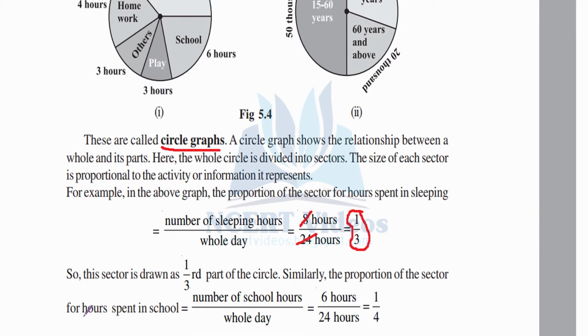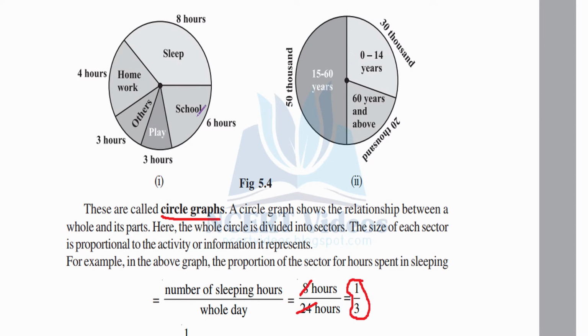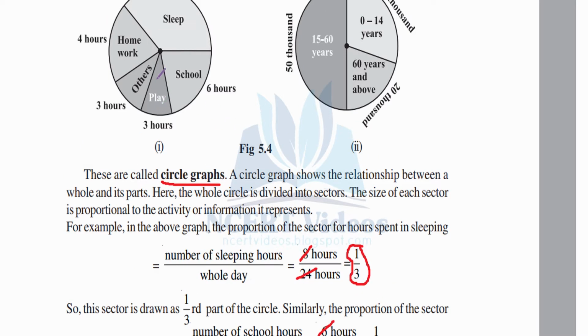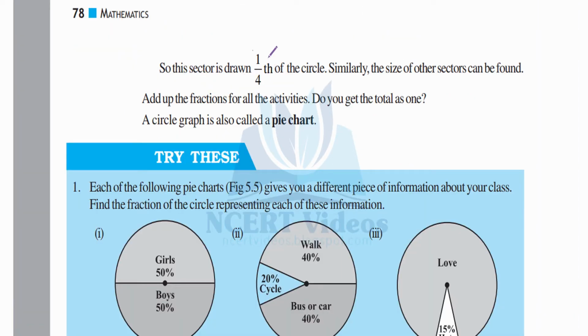Similarly, the proportion of the sector for hours spent in school. School is 6 hours, so it should be 6 out of 24 or 6 over 24. The same has been shown over here. When we further solve it, 6 4s are 24, therefore a 1/4 representation is shown in this sector of the complete circle. So this sector is drawn as 1/4 of the circle. So with this you got the idea that the amount of activity we have to draw proportionately on the circle. Similarly, the size of other sectors can be found.